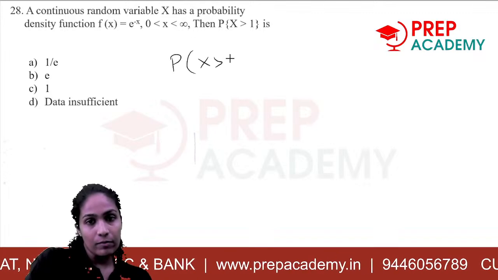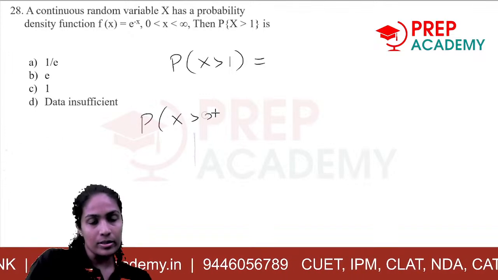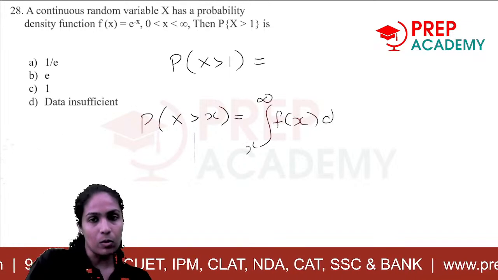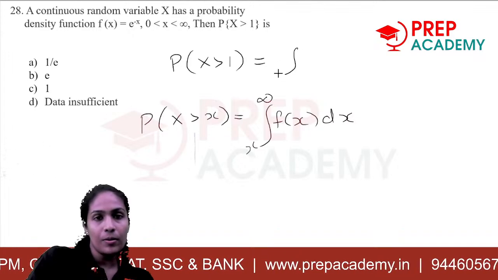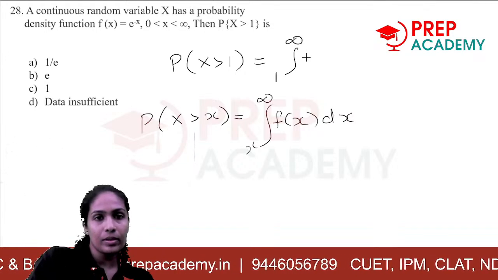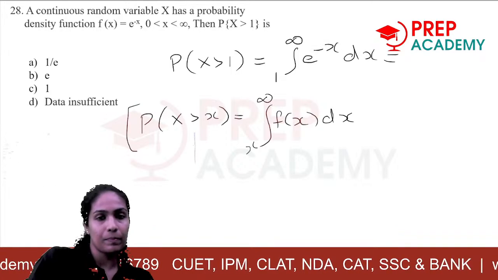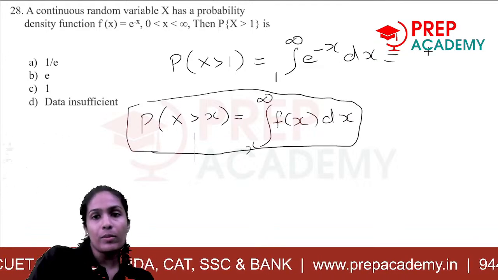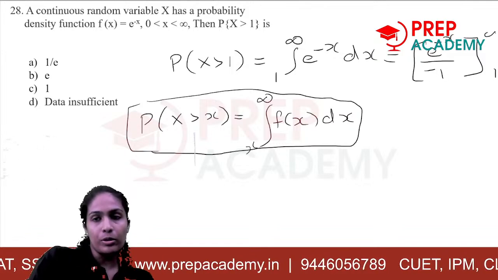So now, probability of x greater than a is defined as the integral of a to infinity f of x dx. You can apply this property here. So probability of x greater than 1 is defined as the integral of 1 to infinity f of x, where f of x is e raised to minus x dx. So the integral of e raised to minus x is e raised to minus x by minus 1, from 1 to infinity.